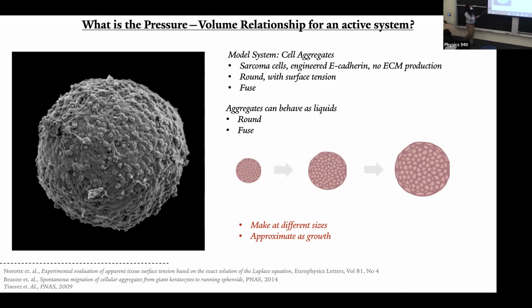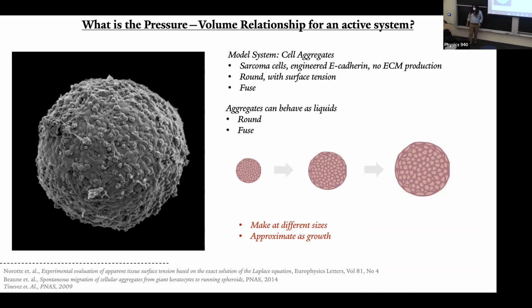So here we see a ball of cells. These are actually cancer cells called sarcoma cells. They have been engineered to be very simple. They are engineered to not produce any extracellular matrix. Cells will do that on their own, which makes things more complicated because it creates the environment that it's in. These cells won't do that. They're also engineered to have strong E-cadherin bonds, a molecule that binds cells to each other. It makes them sticky to each other.